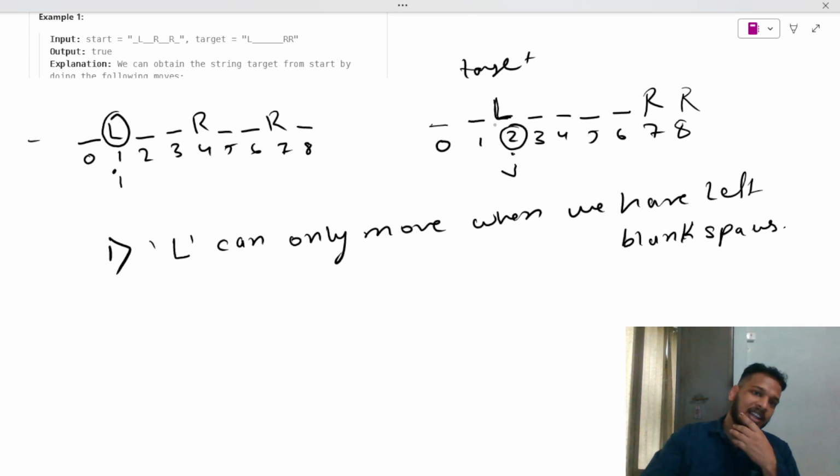But you see, L cannot move to the right side of the string, so this is not going to happen. So we can return false. L cannot move to the right side.